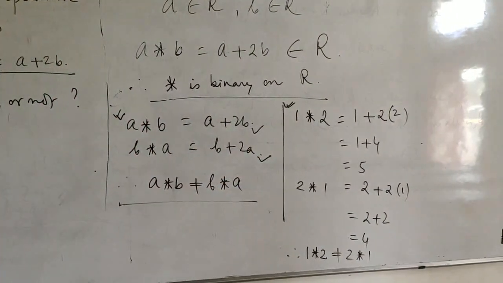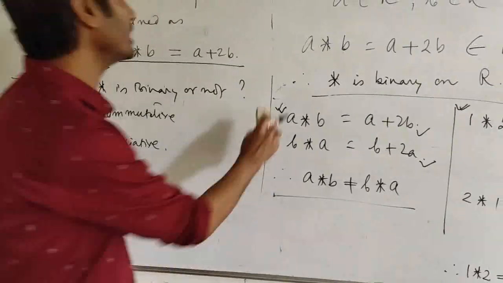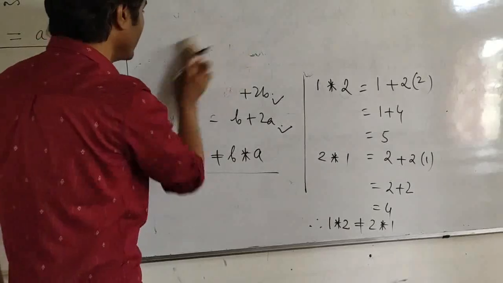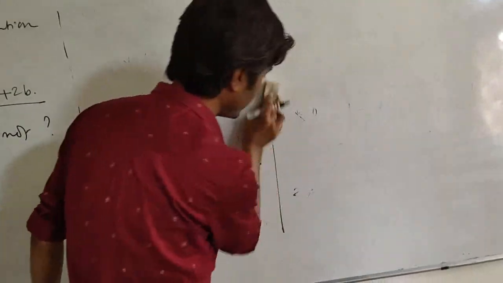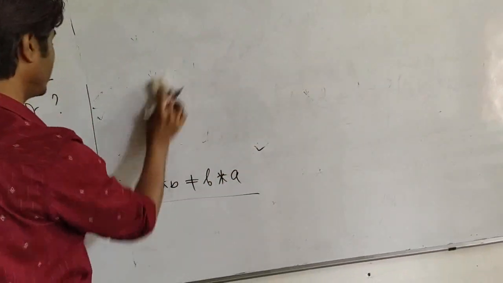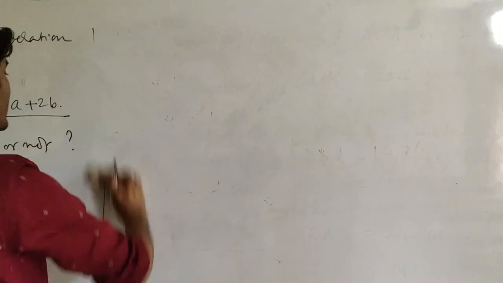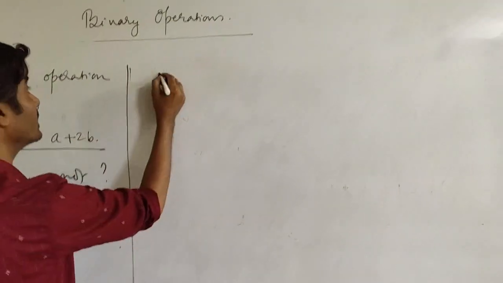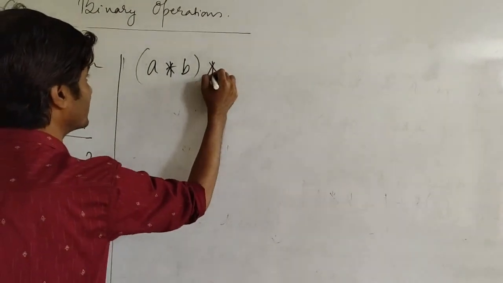Then we go to the last point. We will check whether the operation star is associative or not. This associative property can be checked in two ways: first by taking A, B and C, or by taking a counter example. Okay, let us take the first method. That is, we find out A star B star C.